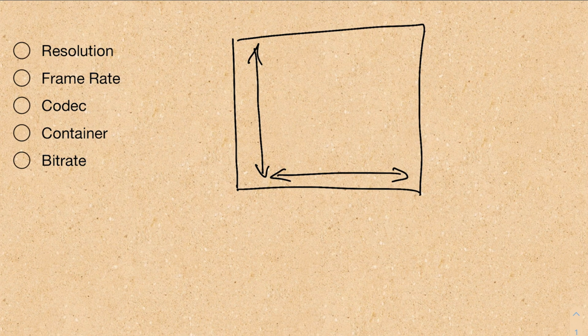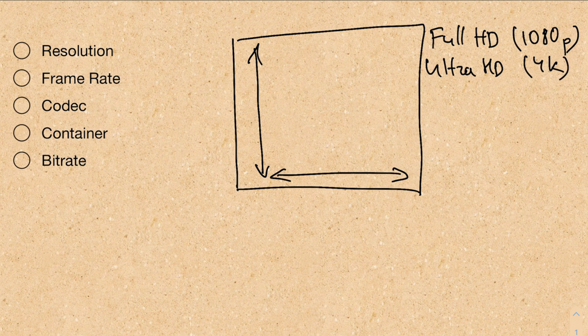The most commonly seen right now are Full HD, also known as 1080p, and Ultra HD, which is also known as 4K. The resolutions for these two, respectively, are 1920 by 1080, and for Ultra HD 3840 by 2160. What this means is that this amount of pixels, when you multiply these two numbers, is what one frame or one image from your video actually contains in terms of data.